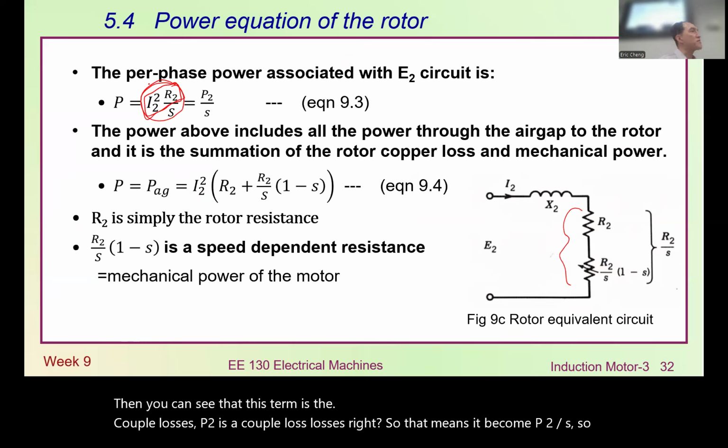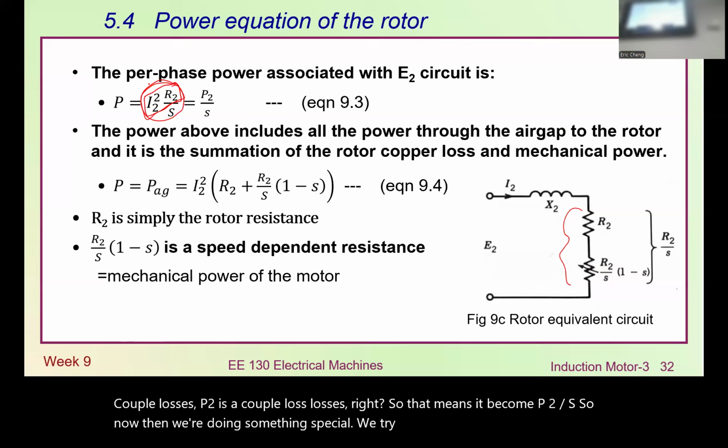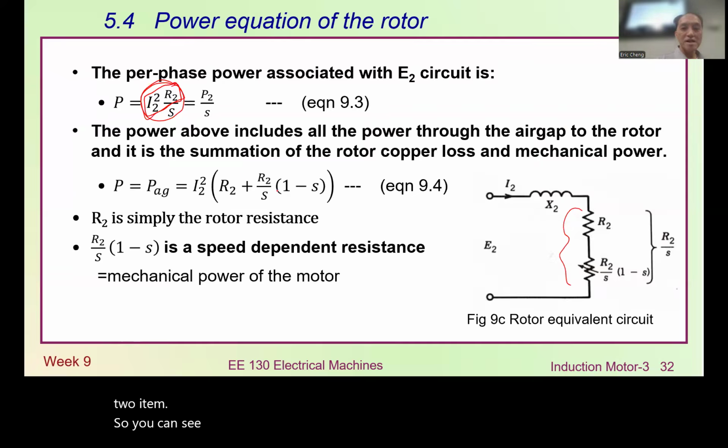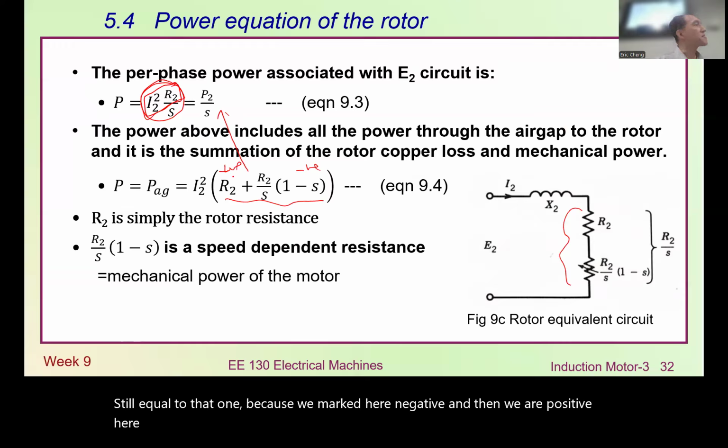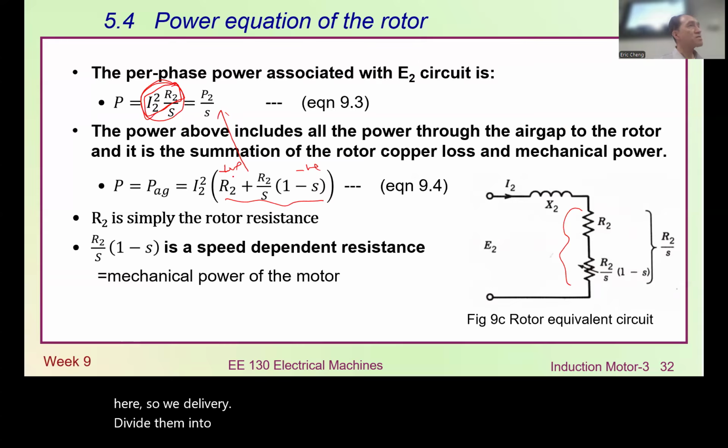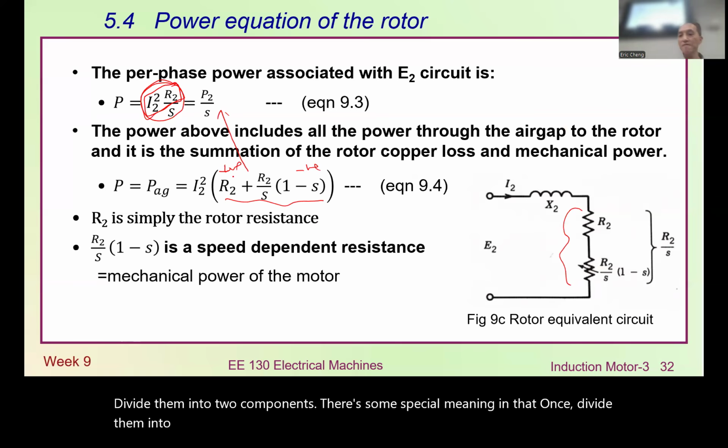So now we're doing something special. We try to divide this equation 9 on 3 into 2 items. You can see that these two added together still equal that one, because we have negative here and positive there. So we deliberately divide them into 2 components. There's some special meaning in that.